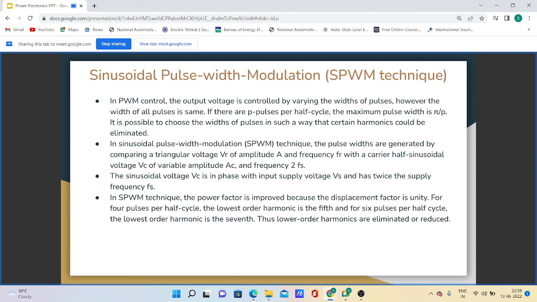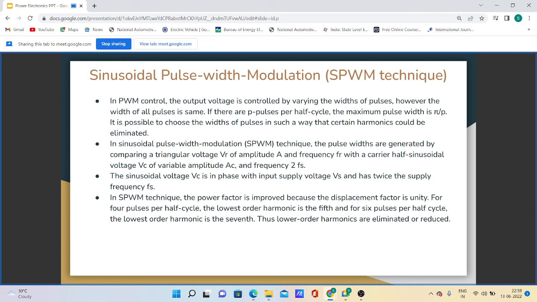In PWM control, the output voltage is controlled by varying the width of pulses. However, the width of all pulses is the same. If there are p pulses per half cycle, the maximum pulse width is pi by p. It is possible to choose the width of pulses in such a way that certain harmonics could be eliminated.